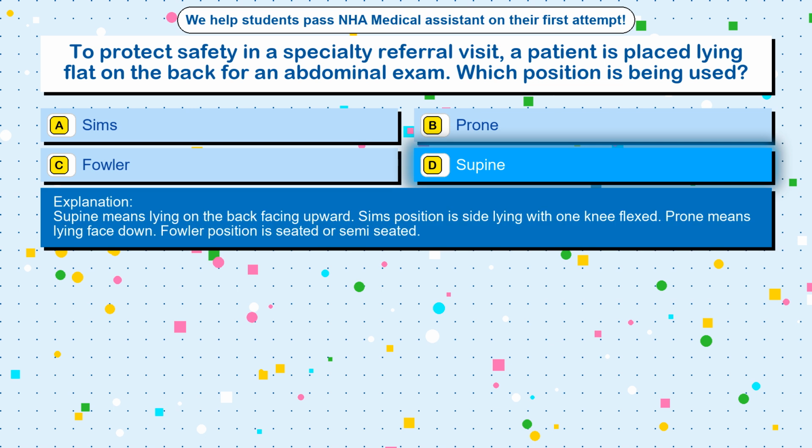Supine means lying on the back facing upward. Sims position is side lying with one knee flexed. Prone means lying face down. Fowler position is seated or semi-seated.